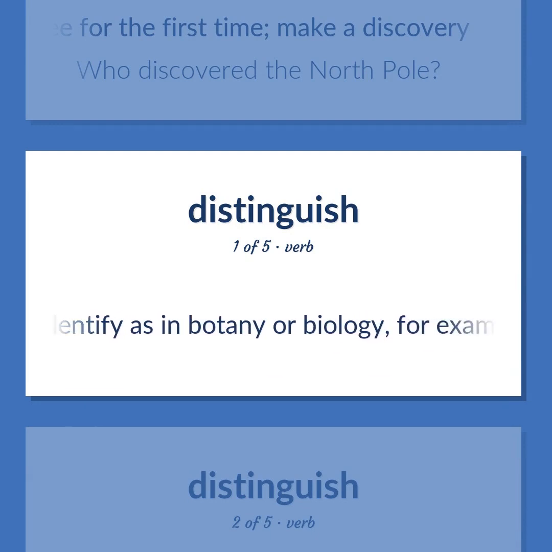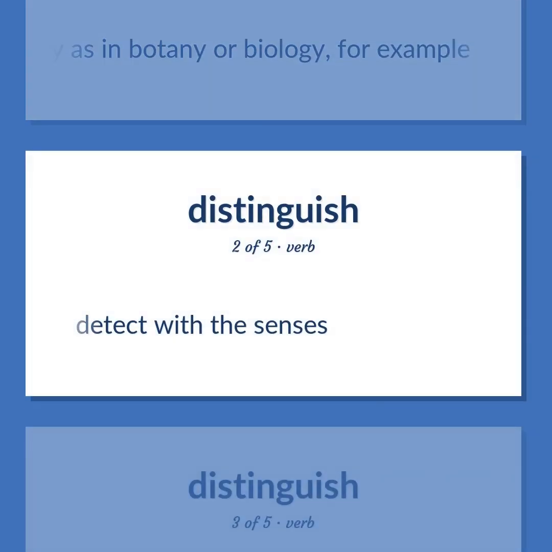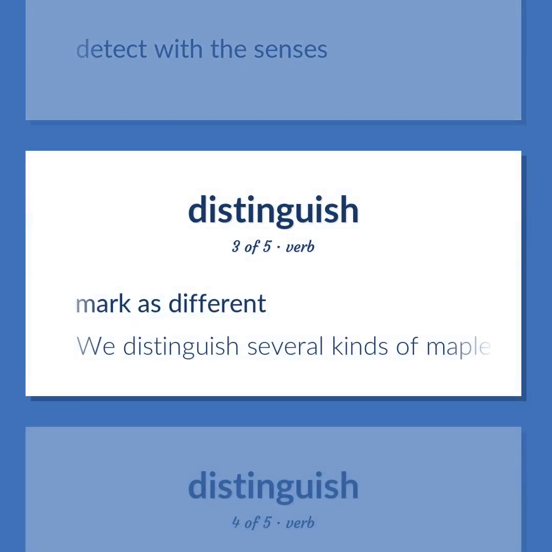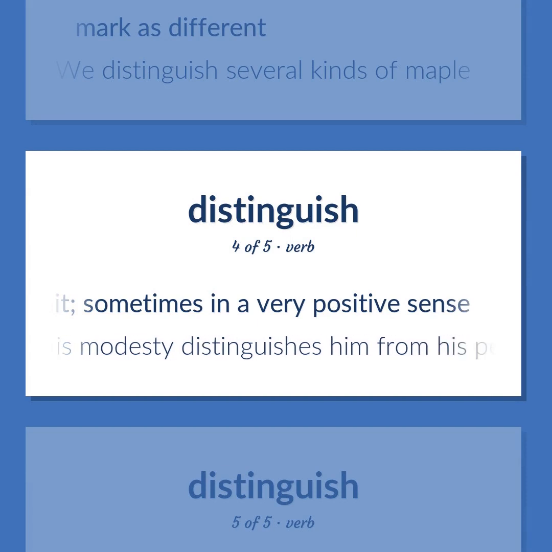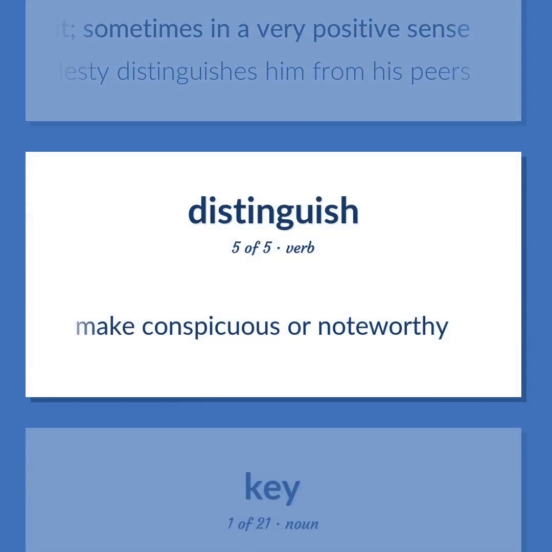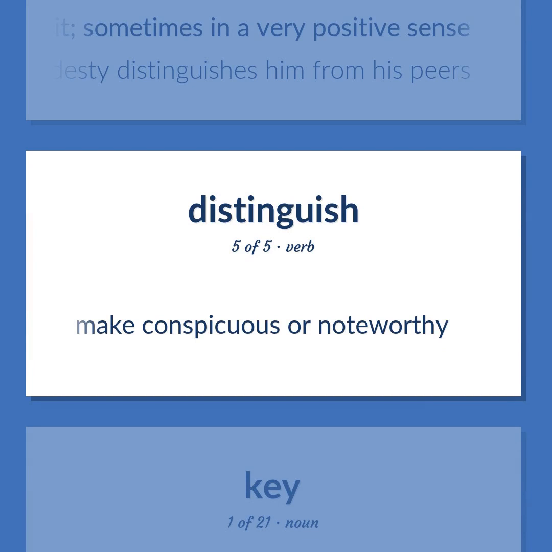Identify as in botany or biology, for example. Detect with the senses. Mark as different. We distinguish several kinds of maple. Be a distinctive feature, attribute, or trait, sometimes in a very positive sense. His modesty distinguishes him from his peers. Make conspicuous or noteworthy.